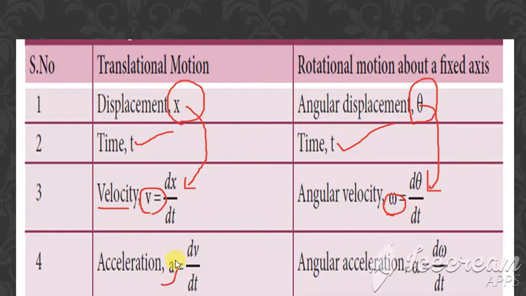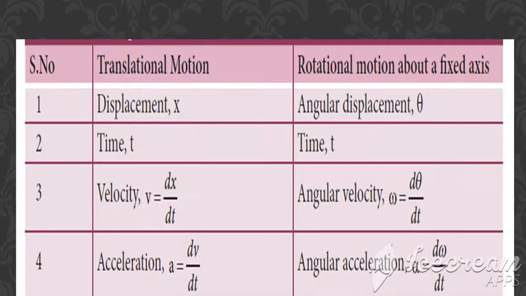Next is acceleration. Acceleration is the rate of change of velocity, so it is dv divided by dt. And angular acceleration is denoted by alpha. It is the rate of change of angular velocity, so we write d omega by dt. Clear? In translational, displacement x, velocity v, acceleration a. v is equal to dx by dt, acceleration is equal to dv by dt. In rotational, the angular displacement is theta, velocity is omega, that is equal to d theta by dt, and angular acceleration is alpha, that is d omega by dt.